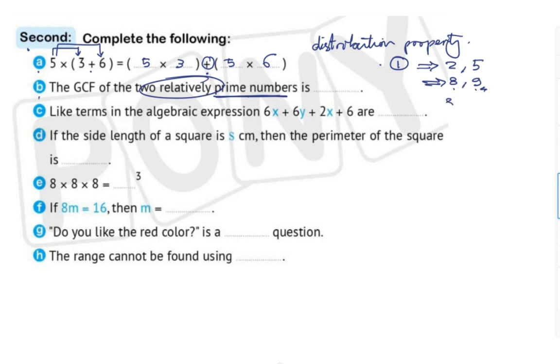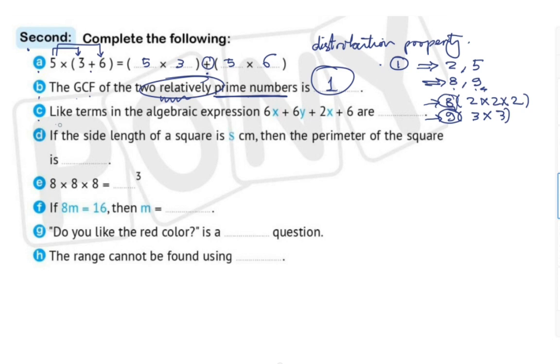But if you factorize 8 into prime factors, it is 2 times 2 times 2, right? And 9 is 3 times 3. What do you notice? There is no common factor between 2, 2, 2 and 3, 3. So that's the same property as prime numbers. When you find two numbers and you cannot find any prime common factor between them, you can call them relatively prime numbers. So the GCF of prime numbers or relatively prime numbers is just 1.